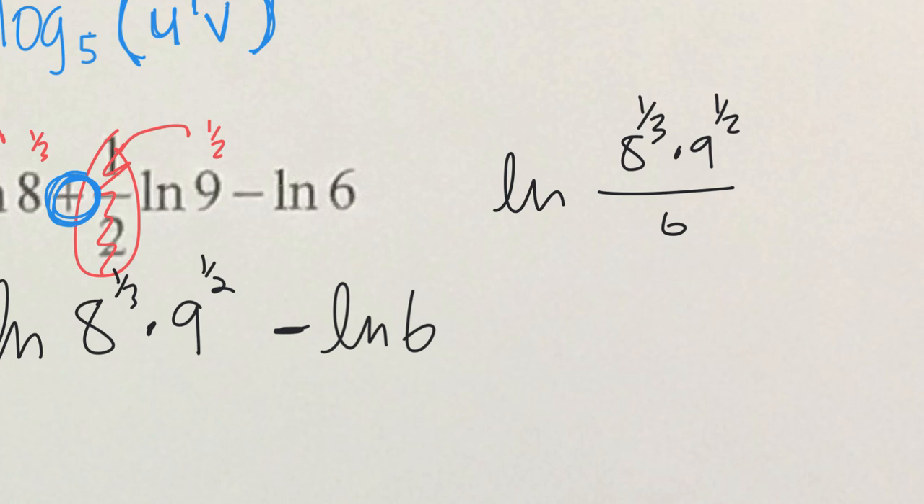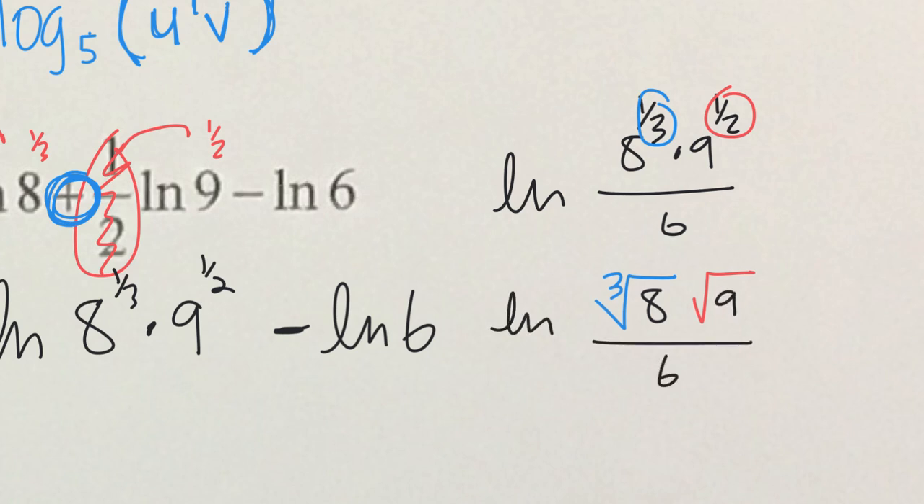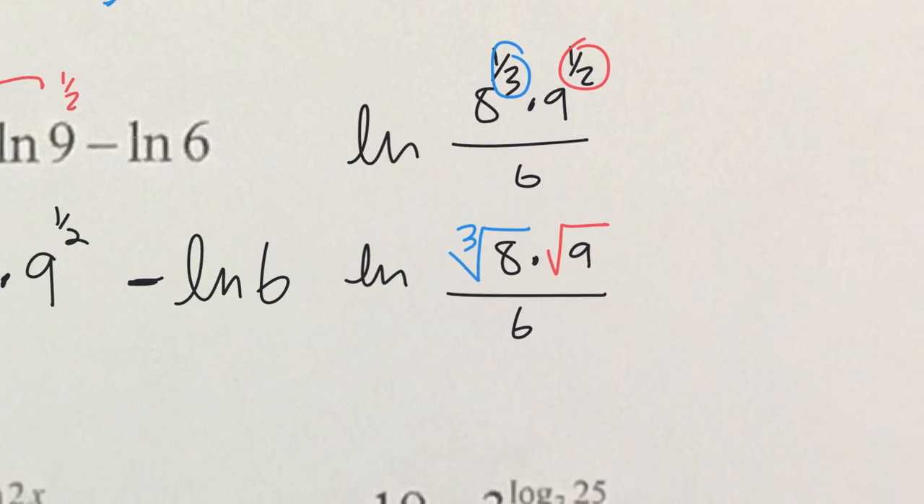Okay, so now let's trade. The 1/3 power is the third root. The 1/2 power is the square root. The third root of 8, that's a real number. The third root of 8 is the actual number 2. The square root of 9, that's a real number. That's 3.